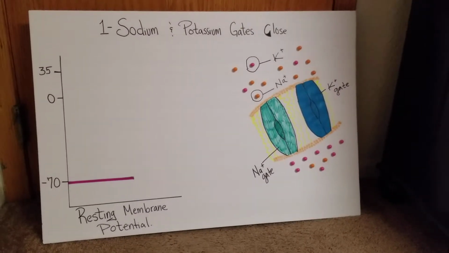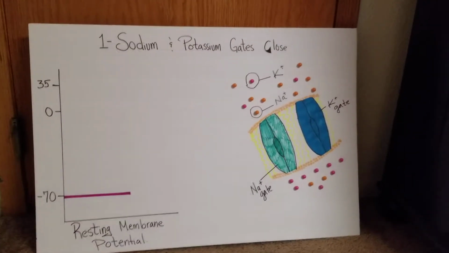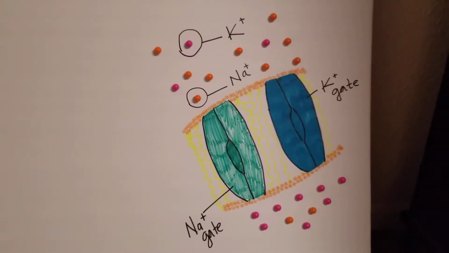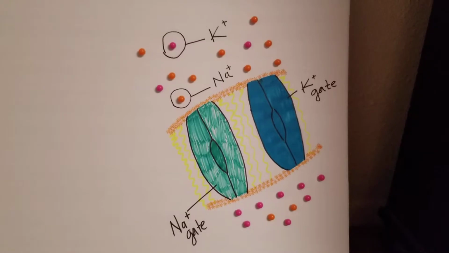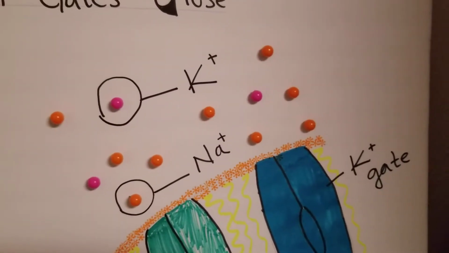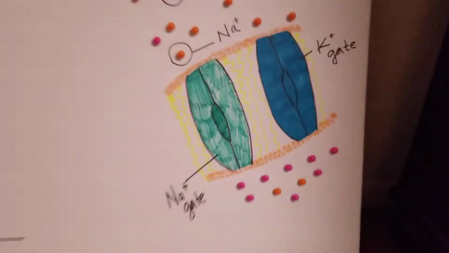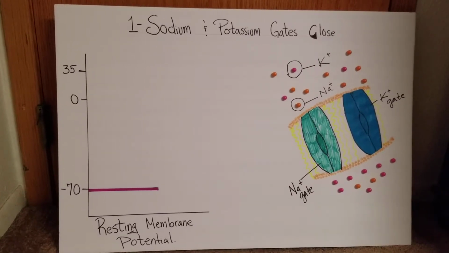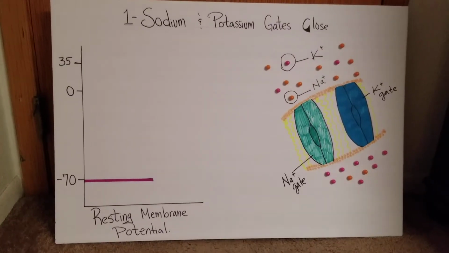As we learned in lecture, there is always more sodium outside of a cell and more potassium inside of a cell. So in my drawing, I use orange beads to represent the sodium and pink beads to represent the potassium. As we said, there will always be more sodium outside of a cell and more potassium inside of a cell. The plasma membrane is polarized at rest, and the sodium and potassium gates are in a closed position, and this is representing the resting membrane potential.